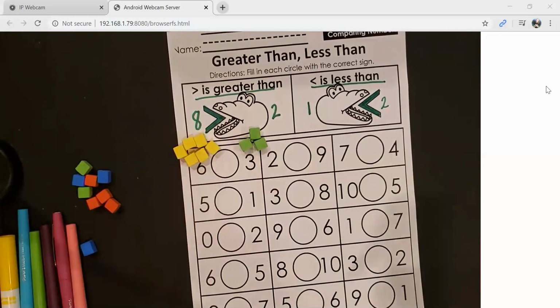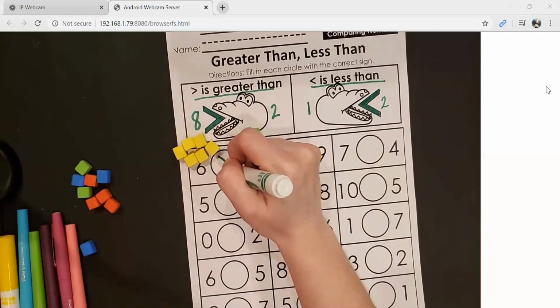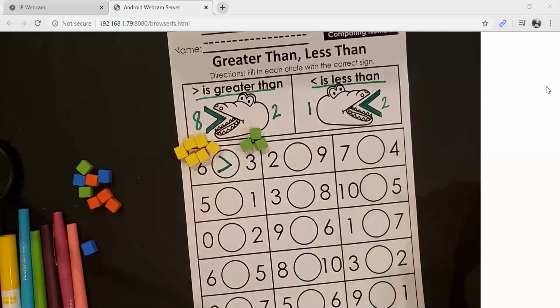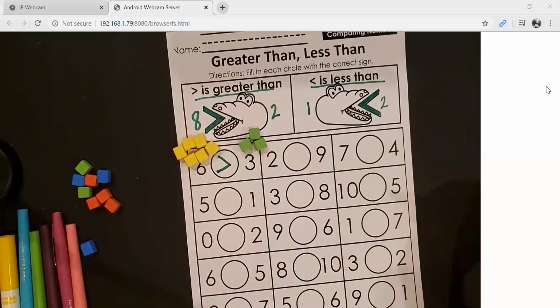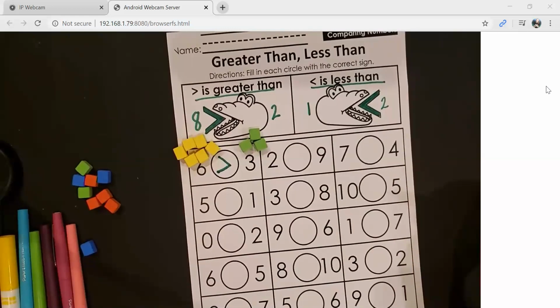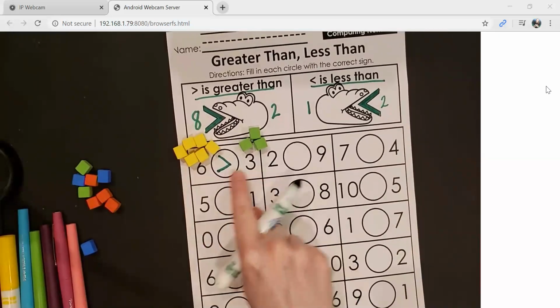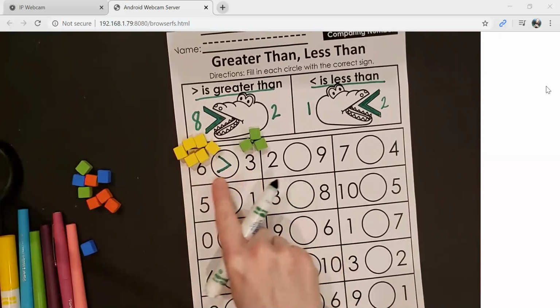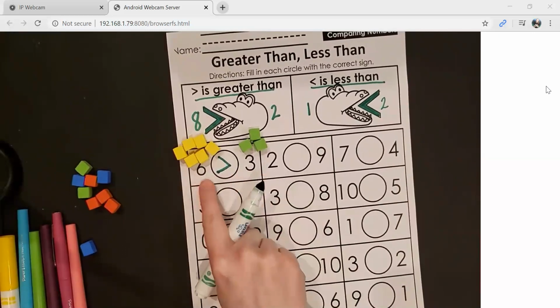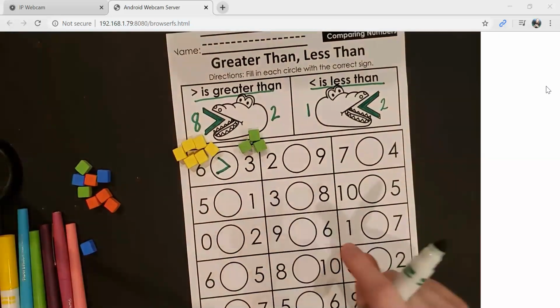So I would chomp 6 by drawing that alligator's mouth. Does that make sense? 6 is greater than 3. I always compare and read left to right, just like I'm reading a sentence. 6 is greater than 3. All right, let's try another one.